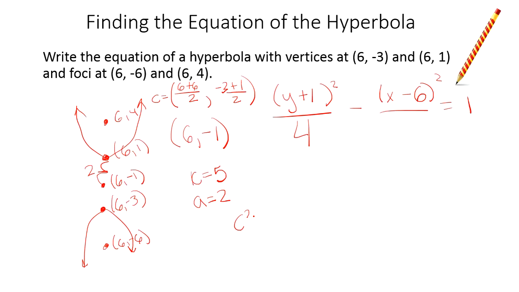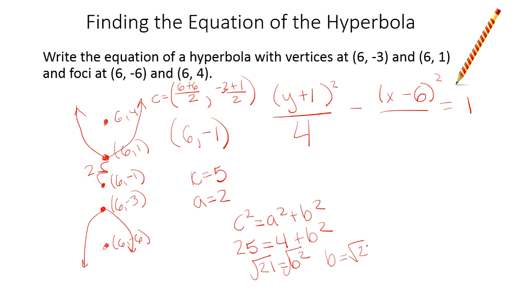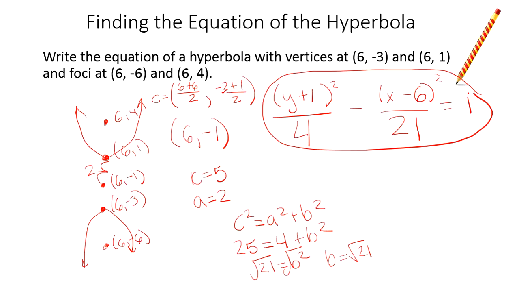So if I plug that into my formula, I'm going to get 25 equals 4 plus b squared, or 21 equals b squared, which if I square root both sides, I get b equals the square root of 21. But b squared is normally underneath here, so I can just put a big 21 for my final answer. So my equation of my hyperbola is y plus 1 squared divided by 4 minus x minus 6 squared divided by 21, and that's equal to 1.